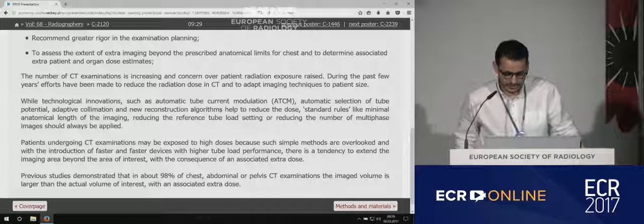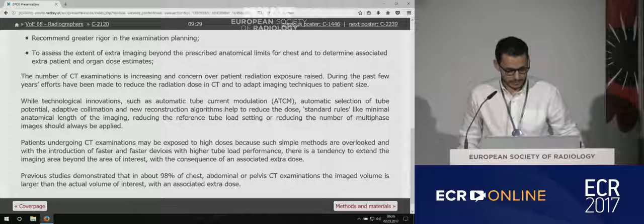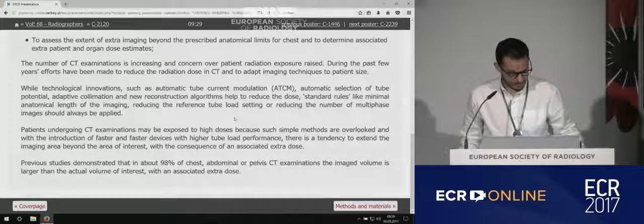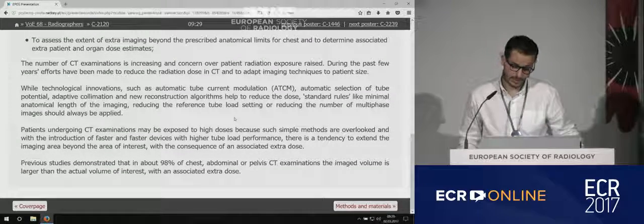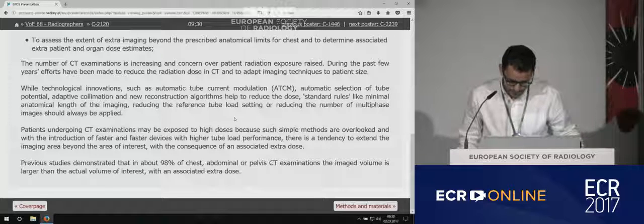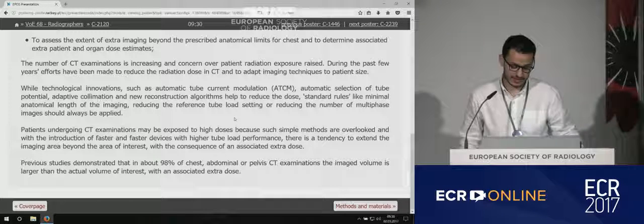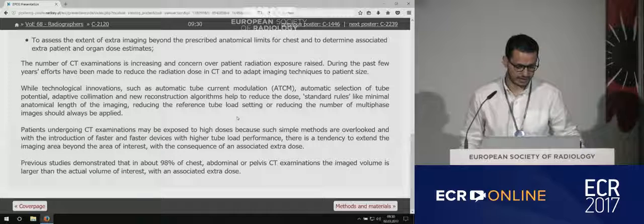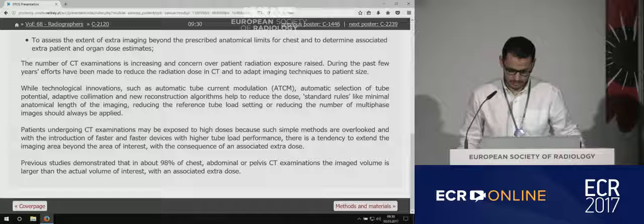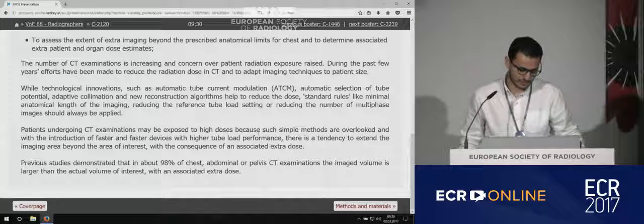We all know the number of CT examinations is increasing, and therefore dose as well. Patients undergoing CT examinations may be exposed to high doses because such simple methods are overlooked, and with the introduction of faster and faster devices with higher tube load performance, there is a tendency to extend the imaging area beyond the area of interest, with the consequence of associated extra dose. In our literature review, we saw that in about 98% of chest, abdominal or pelvis CT examinations, the image volume is larger than the actual volume of interest, with an associated extra dose.